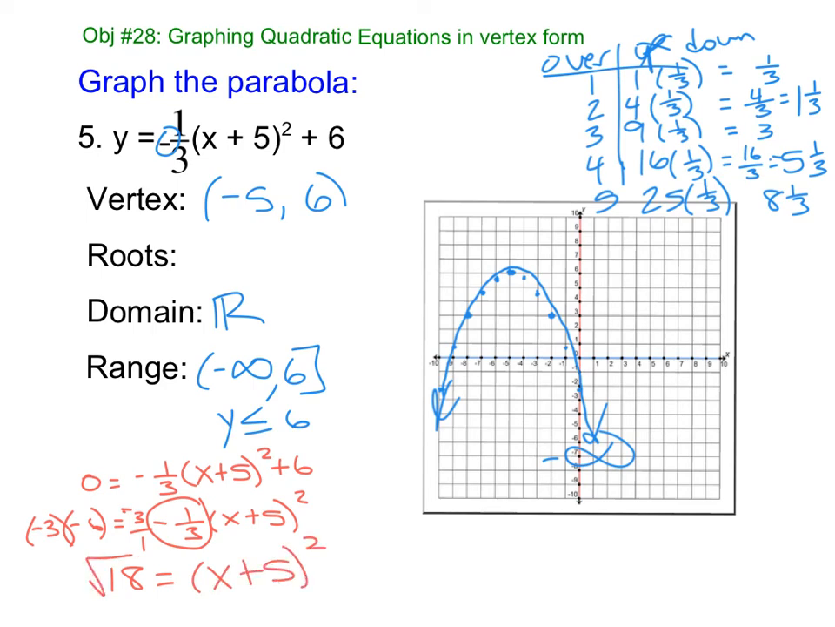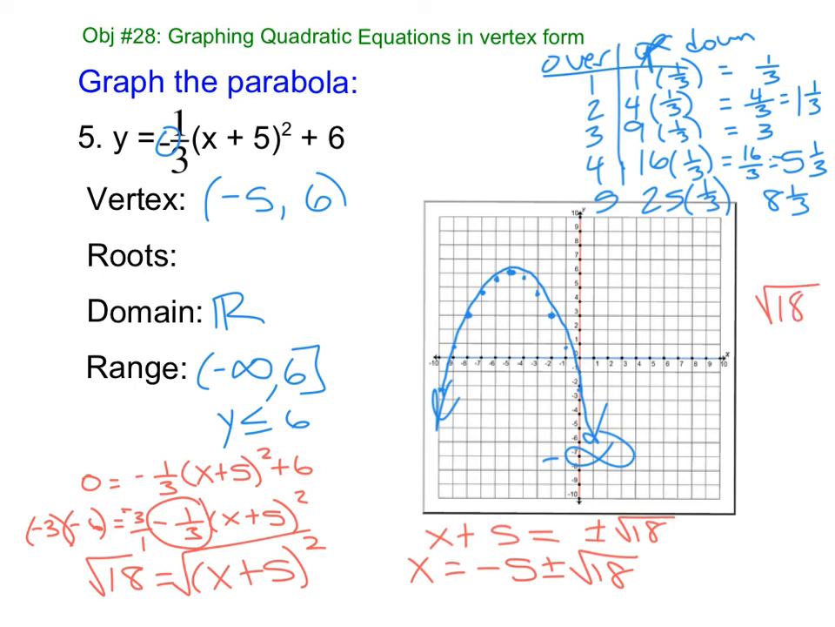Now we can take the square root of both sides. So x plus 5 equals plus or minus root 18. Subtract 5. But this one is a little harder. 18 has a perfect square. Do you remember simplifying square roots?